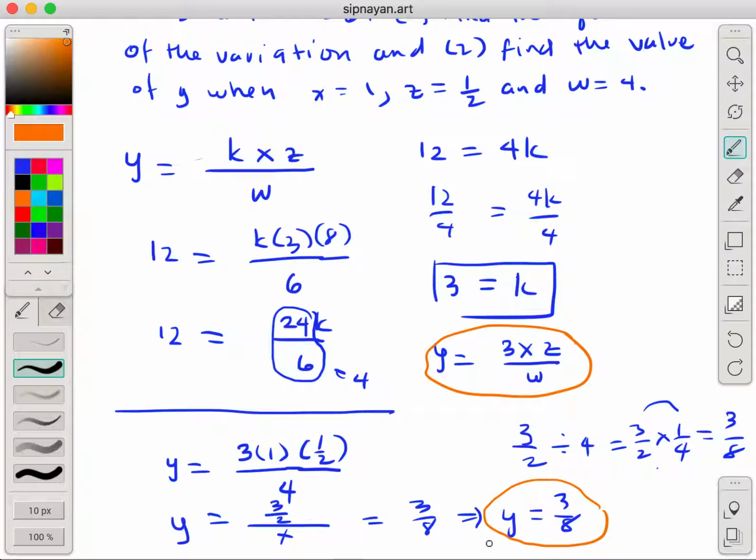Okay, that's it. I hope meron kayo natutunan din sa video na to. And I think this concludes our series on variation. Ang pinakahuling topic na natin, ito ay ang combined variation. So, tignan nyo yung series natin on variation. Meron tayong direct, meron tayong inverse, meron tayong joint. And then, we have also the combined variation.